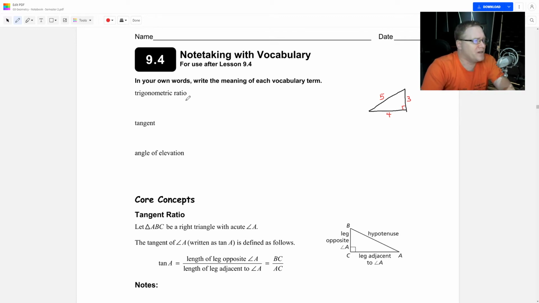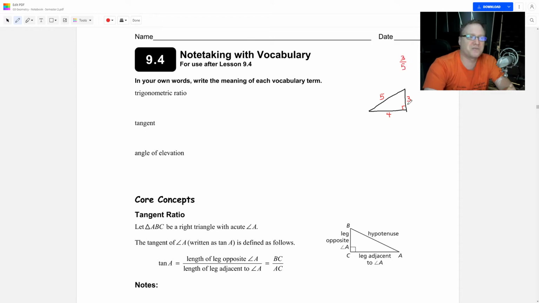All right, so what is a trigonometric ratio? A trigonometric ratio is just the ratio, which means when we divide something, 3 divided by 5 or something like that. That's a ratio. All right, it's a ratio of two sides of a right triangle. So, for example, in this triangle, there are many trigonometric ratios. We could do 3 divided by 5, 3 over 5. That's a trigonometric ratio. Let me write it down. 3 over 5.